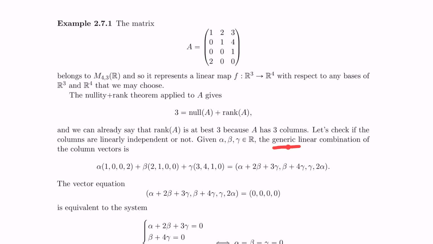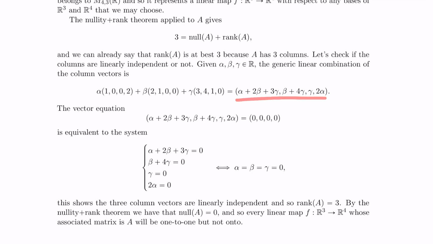If we perform a generic linear combination of the 3 column vectors with these coefficients here, we obtain this vector here. If we impose that this vector is equal to the null vector of R4, we obtain a vector equation that we know is equivalent to this system, and if we solve this system, we obtain that all the coefficients of the linear combination are null, which means that we can recreate the null vector of R4 with the 3 column vectors just using null coefficients. That is, the 3 column vectors of A are linearly independent.